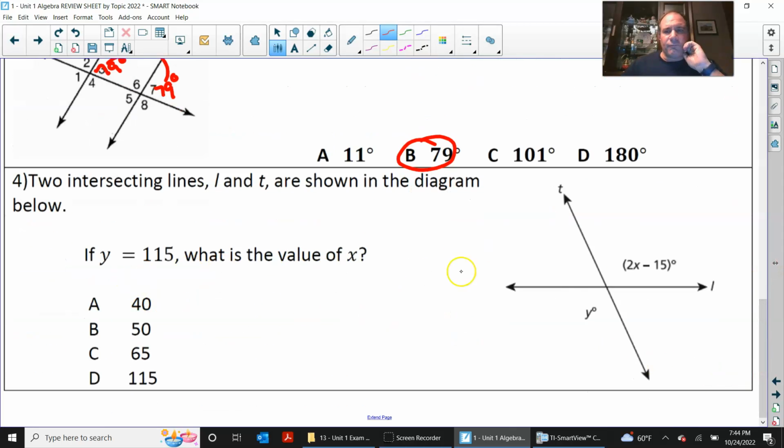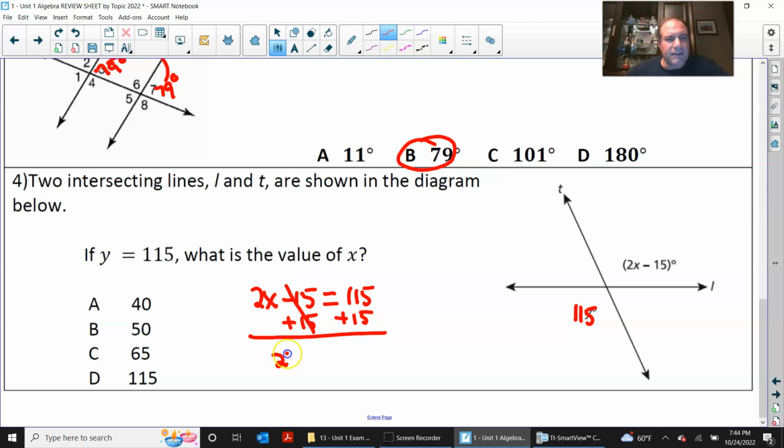Number 4, y is, we did this one. All right, so you've seen this before. Y is 115. These are vertical angles. Vertical angles are equal to each other, right? This is obtuse and another obtuse. So you have 2x minus 15 equals 115. You're setting them equal because they're vertical angles. So we are going to solve this. What's the value of x? We have 2x equals 130. You divide by 2, and you get x equals 65.